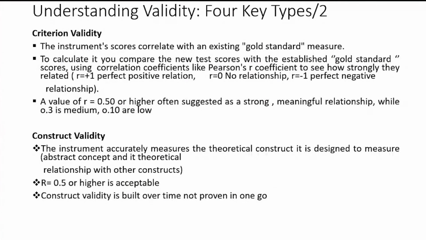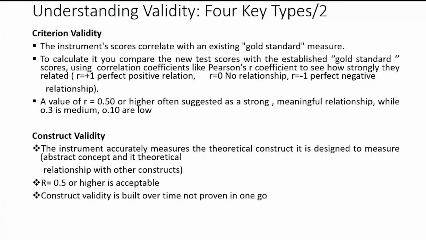For instance, to calculate it, you compare the new test score with the established gold standard score using what we call the correlation coefficient, like Pearson's, that is the R value, to see how strong the relationship is, or if they are strongly related.